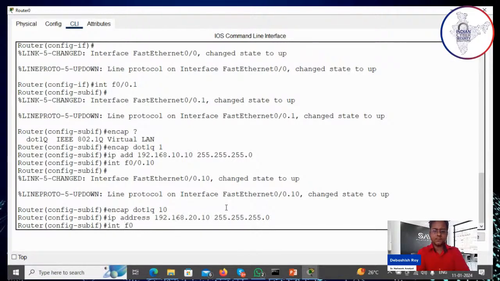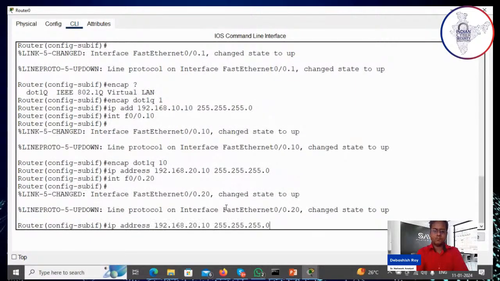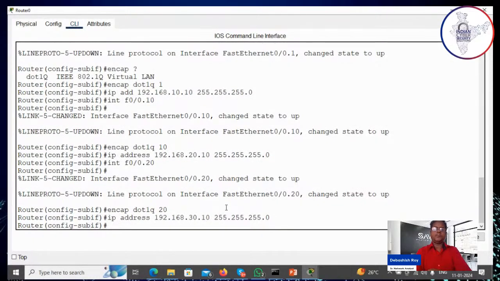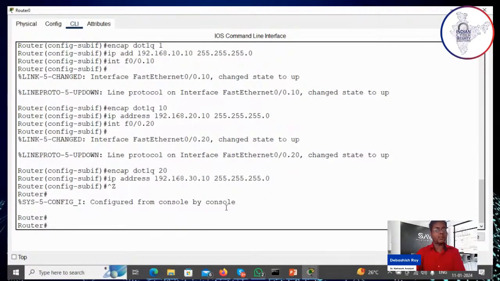And then interface F0/0.20 for VLAN 20. Encapsulation also should match, dot1q 20. And then the IP address, say the default gateway would be 30.10. So the PCs in VLAN 20 will get the default gateway 30.10, and the PCs in VLAN 10 will have the default gateway 20.10, and the IP address for the router is 10.10. And that is it for the router communication.